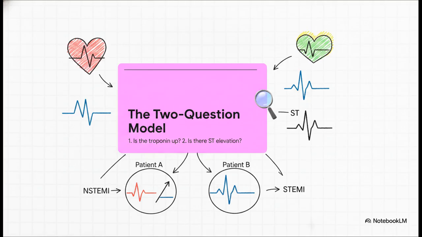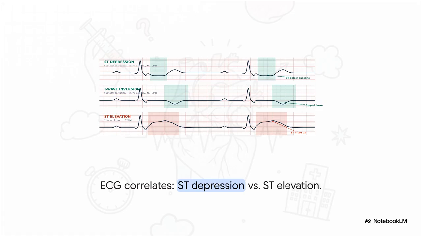The ECG and troponin do the sorting. Everything else just builds on them. And this brilliantly illustrates the ECG correlates. On the top and middle strips here, we see ST depression and T-wave inversion. These correlate directly with a subtotal occlusion, so ischemia without total blockage.